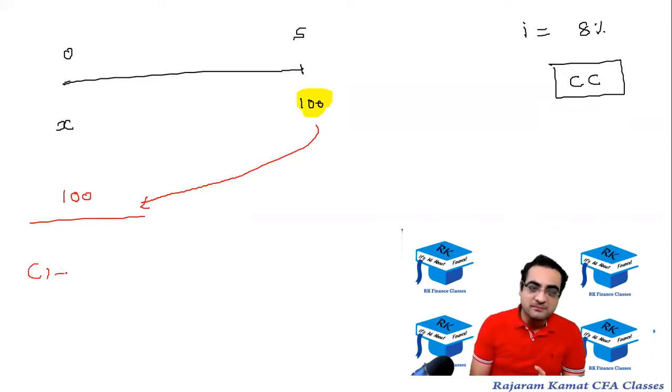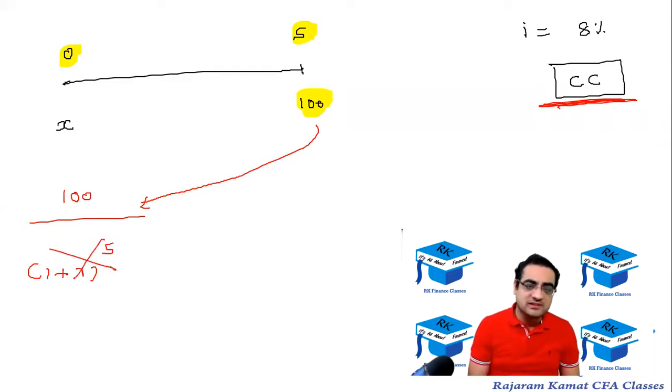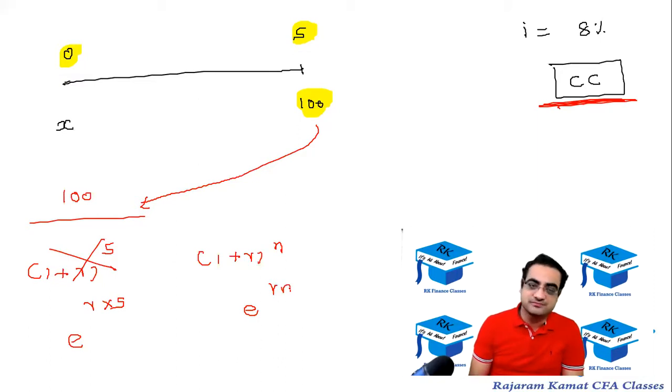So normally we'll do it 1 plus r raised to 5, because we're taking it back from year 5 to year 0. But this being continuously compounded, instead of 1 plus r raised to 5, it would be e raised to r into 5. Because it is continuously compounded, and we discussed that 1 plus r raised to n gets replaced by e raised to rn. So normally 1 plus r raised to n, but for continuous compounding, it's e raised to r into n. And n is 5, since you're taking it back by 5 years. So e raised to r into 5.